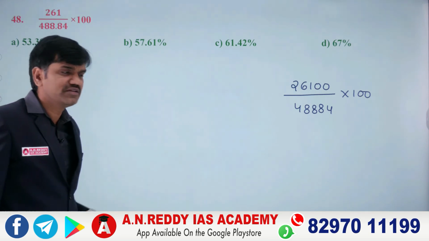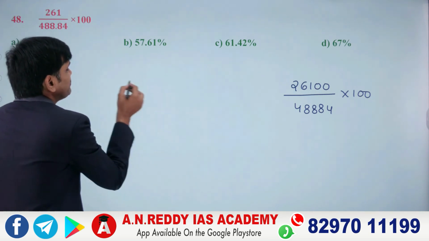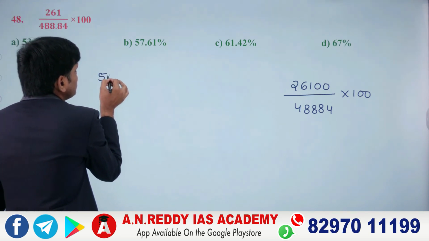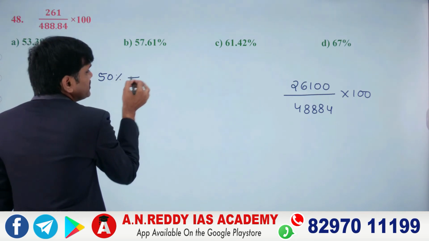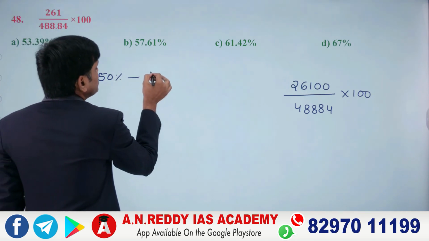and from there I will start thinking. So what is 50% of this denominator? So 50% of 48,884 will give you how much?